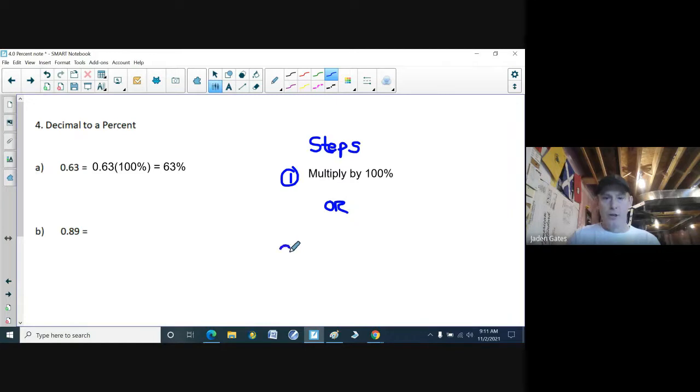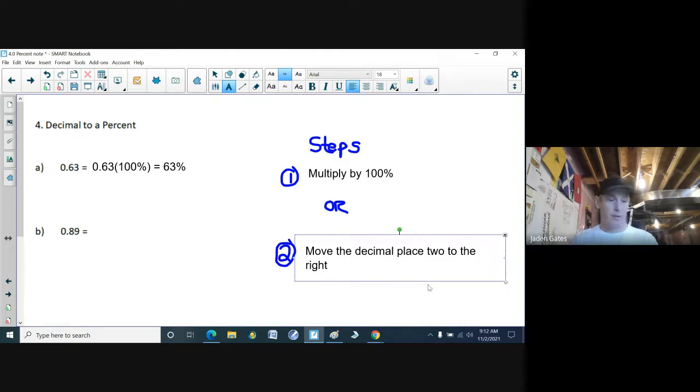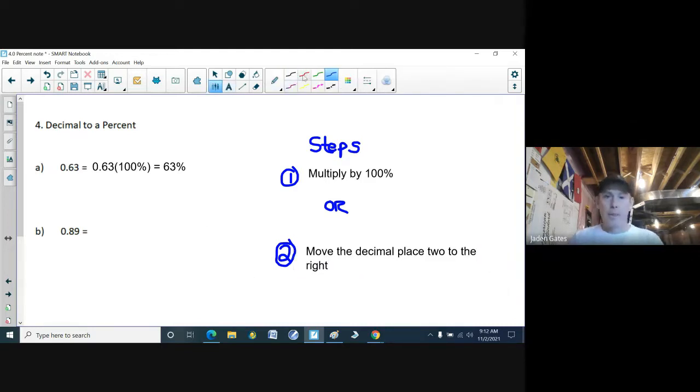Or you could do it a different way. Again, I'm just giving you options here. The other step we had when we went from percent to decimal was move the decimal place two to the left. Well, we're going the other way. We can move the decimal place two to the right. So there's my decimal there, 0.89. I can move it 1, 2, and I'd be behind the 9. And so I would end up with 89%. There we go. All right, so now we get our conversions.